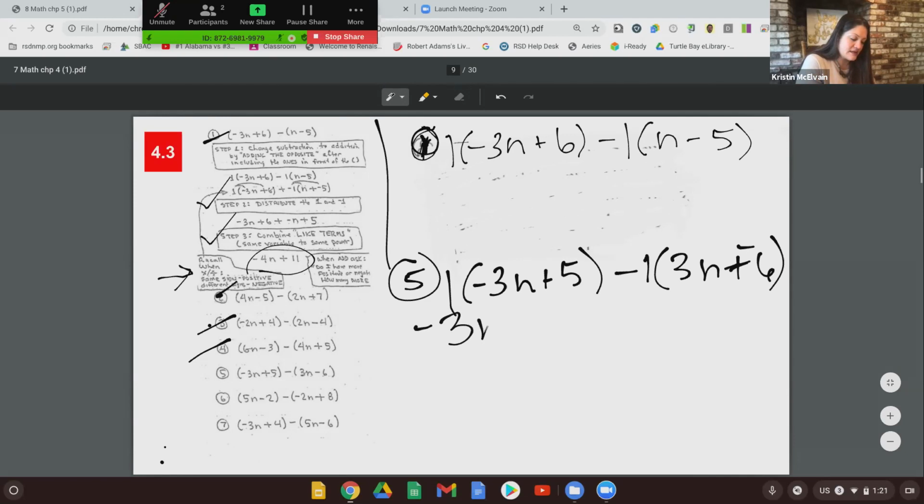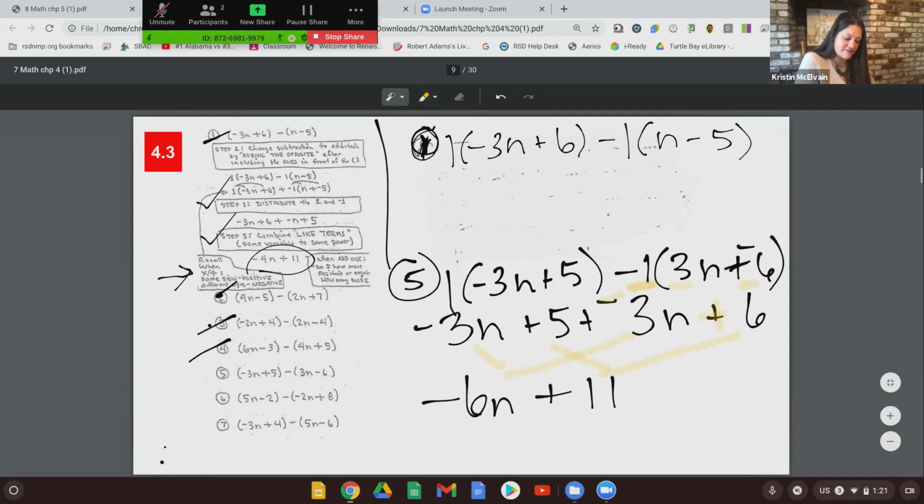Negative 3n plus 5 plus negative 3n plus 6. So these two different signs, so they are negative. This one and this one, same signs, so it is positive. Okay. Combine like terms. Negative 6n plus 11.